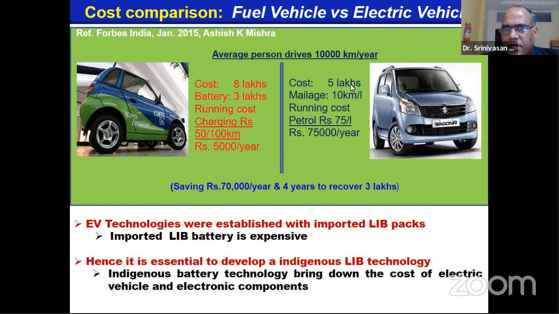Whereas when you purchase a fuel-based vehicle, the cost is 5 lakhs, and considering a mileage of 10 kilometers per liter within the city and a petrol price of 75 rupees per liter, for driving 10,000 kilometers per year you have to spend nearly 75,000 rupees per year. For the battery vehicle, the running cost is only 5,000, whereas for the fuel-based vehicle, the running cost is 75,000 rupees. It is nearly 70,000 rupees more than the electric vehicle running cost. The other important advantage here is there is no CO2 emission into the atmosphere, and you can avoid importing oil.